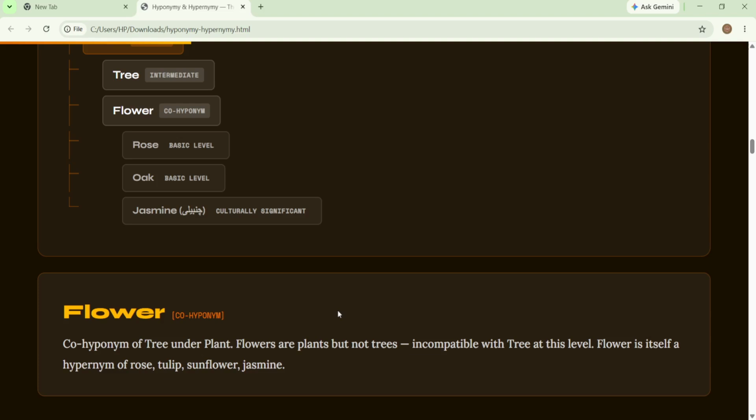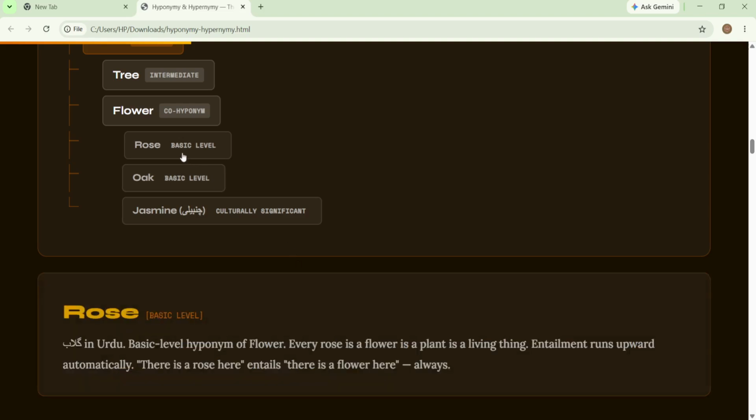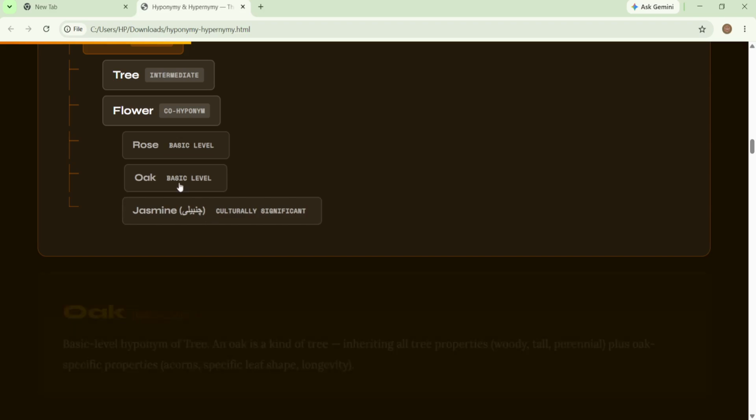Flower is itself a hypernym of rose, tulip, sunflower, and jasmine. Again, rose, which is gulab in Urdu, a basic level hyponym of flower. Every rose is a flower, is a plant, which is a living thing. Entailment runs upward automatically.